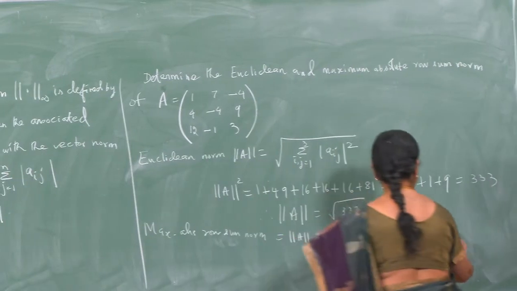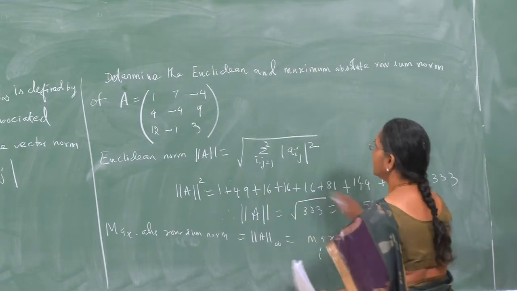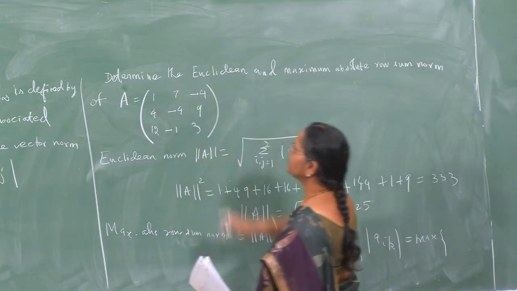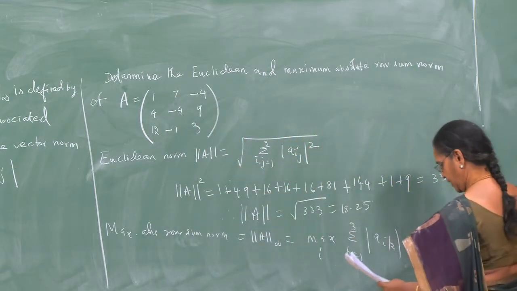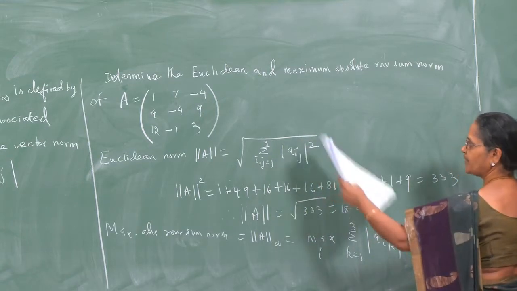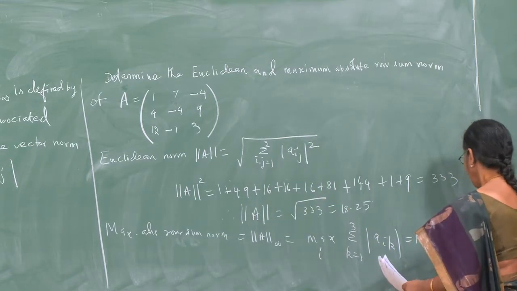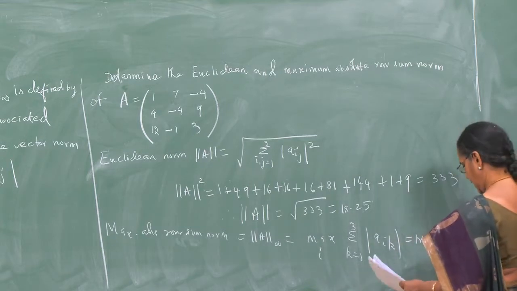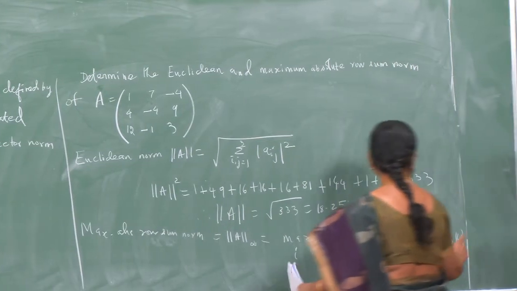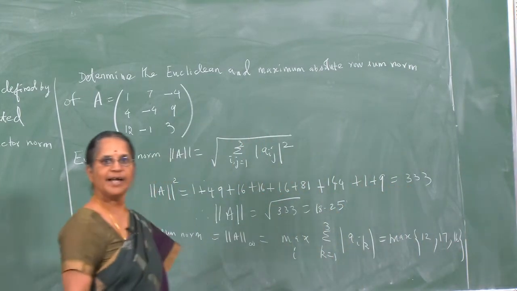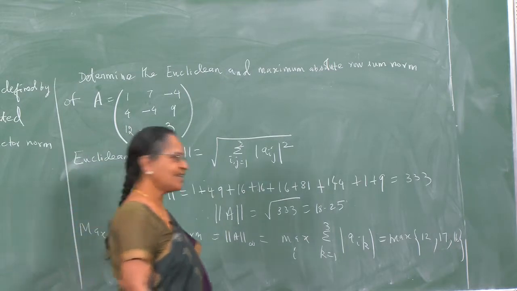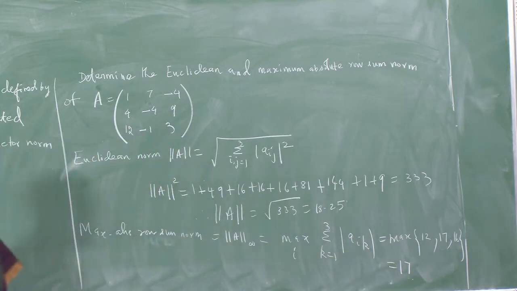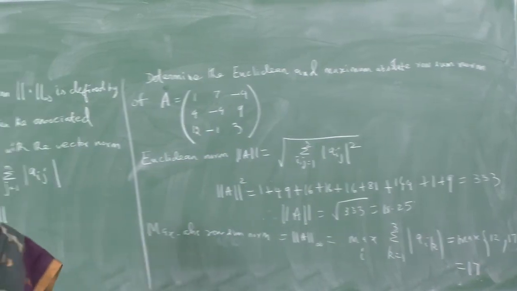So, this is going to be the maximum of, what is the absolute row sum here? Mod 1 plus mod 7 plus modulus of minus 4, and so that is 12. 4 plus 4 plus 9, so 8 plus 9, that is 17. For the third row, 12 plus 1 plus 3, and therefore it is 16. So, I have 3 such values. From among them, I should choose the largest, namely 17. So, this gives me the maximum absolute row sum norm for the given matrix A.